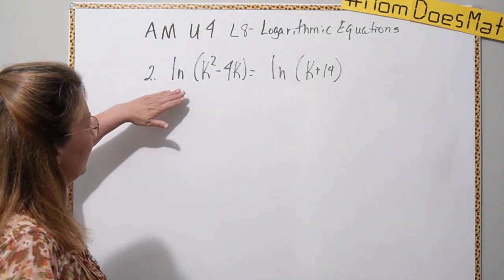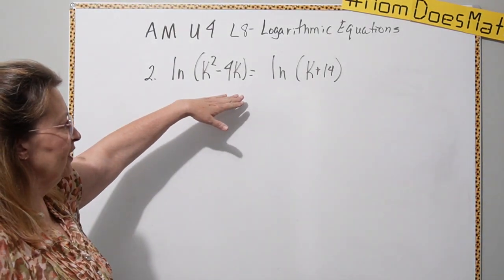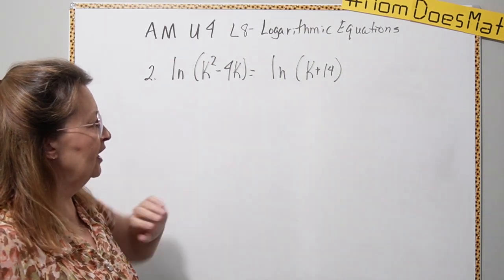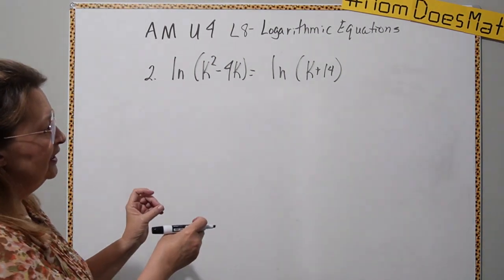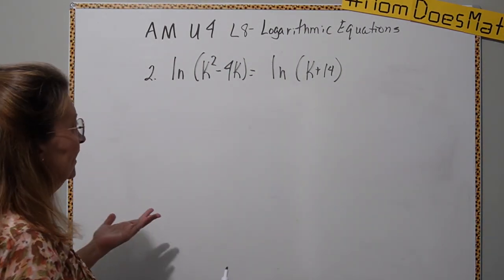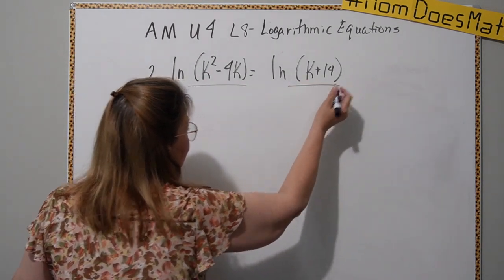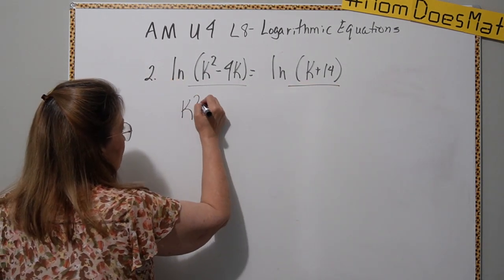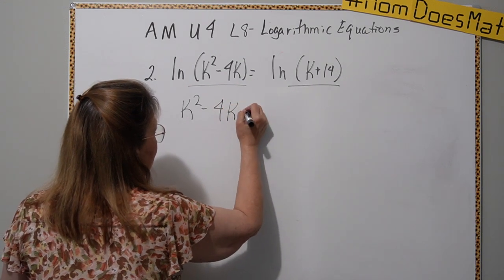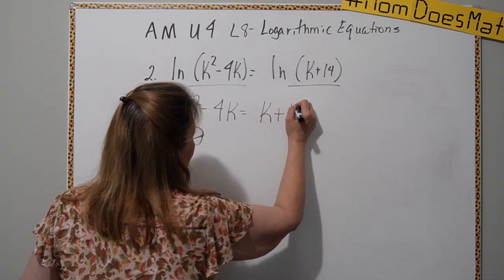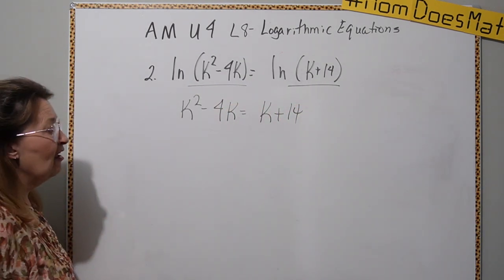Okay, for number 2, we have natural log of k squared minus 4k is equal to natural log of k plus 14. They are already condensed, so we don't have to do that. So we're ready for one-to-one property of argument equals argument. So k squared minus 4k is equal to k plus 14. So now we're just solving.